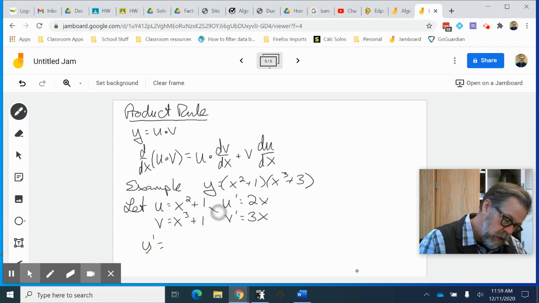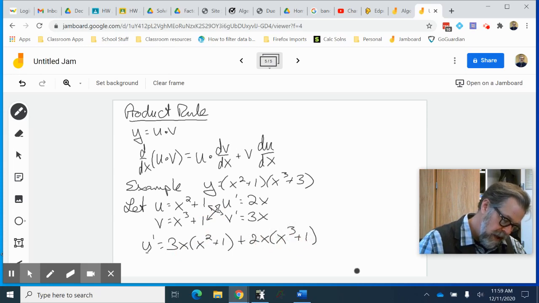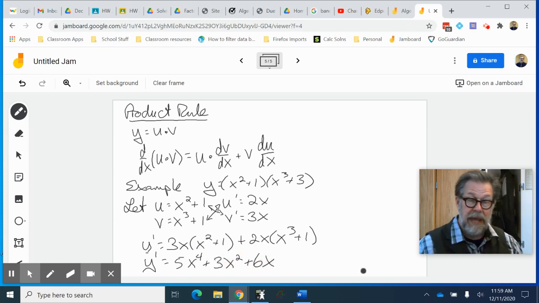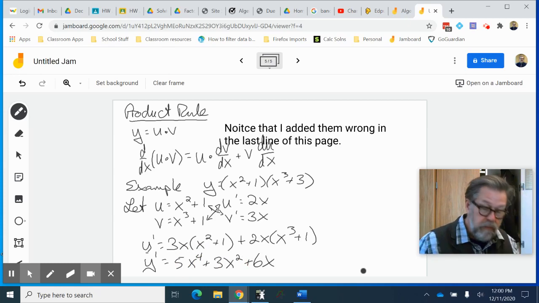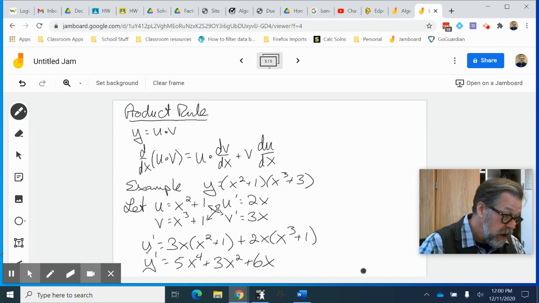So what is the derivative of y? Well, u times the derivative of v, so we've got 3x squared times (x squared plus 1), plus v times the derivative of u. We've got 2x times (x cubed plus 3). And if we wanted to do a little simplification, we certainly could. We would get 5x to the fourth plus 3x squared plus 6x. Good idea to be in the habit of doing simplification, except on the AP test. Don't do any simplification unless you have to.